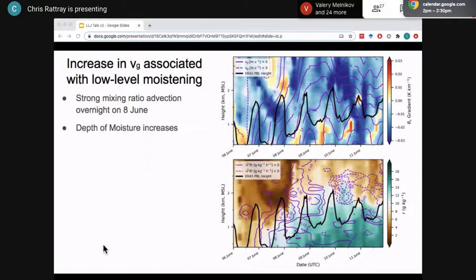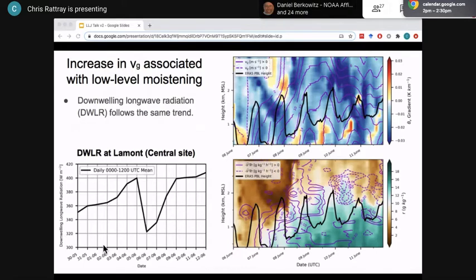So just looking at this again, the top panel is the same as before with the theta V gradient, and the bottom panel shows the mixing ratios, the colors, and the contours are advection of mixing ratio at Lamont. So we see the greatest moistening occurred around the 8th, low-level moistening, and this was associated with the rapid increase, or the greatest increase, in the geostrophic winds, and so this suggests they may be associated.